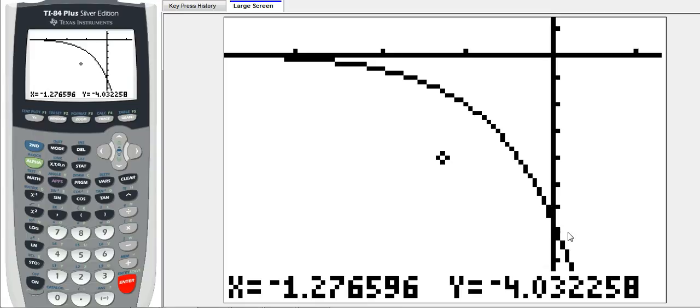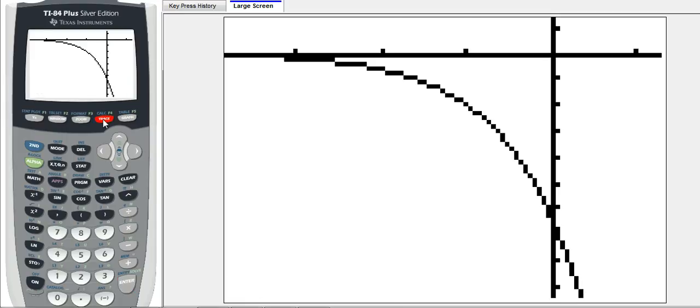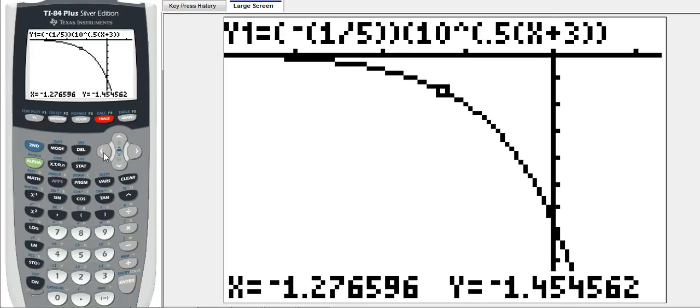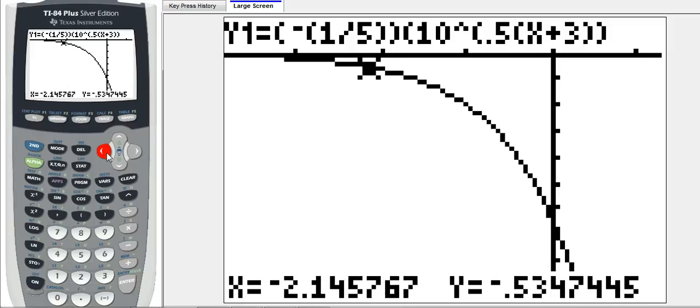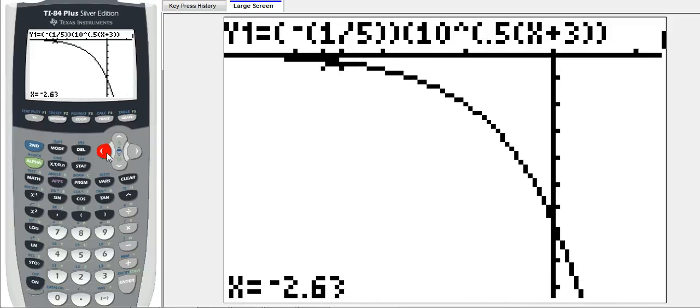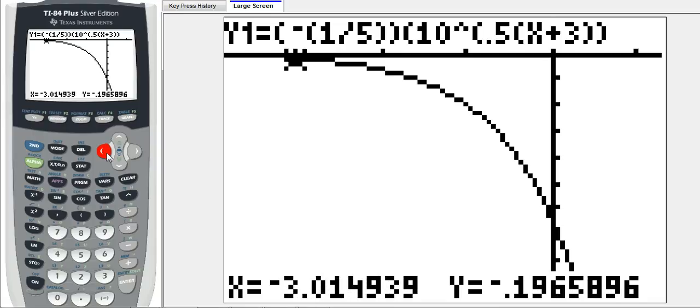We see where it's going to cross the y-axis there. If we trace, we can see that as the value of x moves to the left, more and more negative, the value of y gets closer and closer to 0 as we keep scrolling. So we know that the x-axis is going to serve as our asymptote.